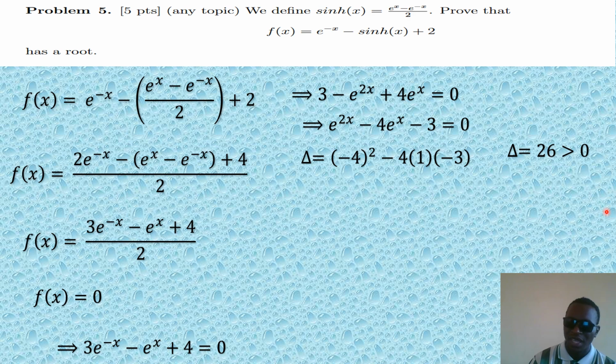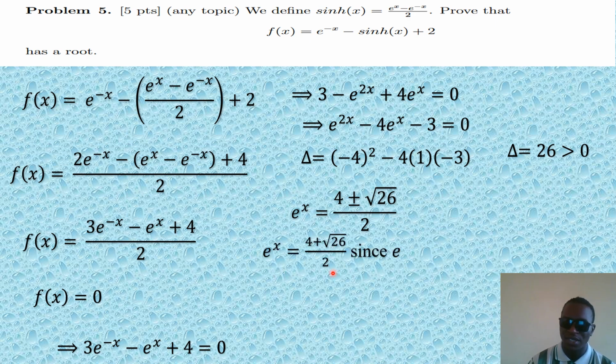So my e raised to the power x will be equal to what? Negative b, that's negative negative 4. Negative times negative becomes positive 4, plus or minus the square root of b squared minus 4ac. That's the square root of the discriminant, divided by 2. This is the quadratic formula applied here. Simplifying that, we have this.